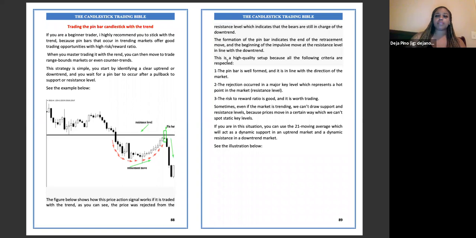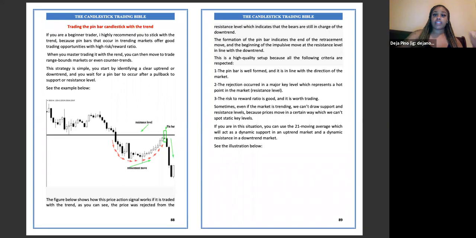Okay, this is a high quality setup because all of the following criteria are respected. So let's go through the steps. The pin bar is well formed and is aligned with the direction of the market. Okay, it's a pin bar, it's a shooting star, it's aligned with the trend line, it's aligned with the resistance level. Number two, the rejection occurred at a major key level, a major resistance level, which represents a hot point in the market. And then three, the risk to reward ratio is good and it's worth trading. Okay. So it's saying like the risk to reward ratio, because you actually waited and you got a really good entry.